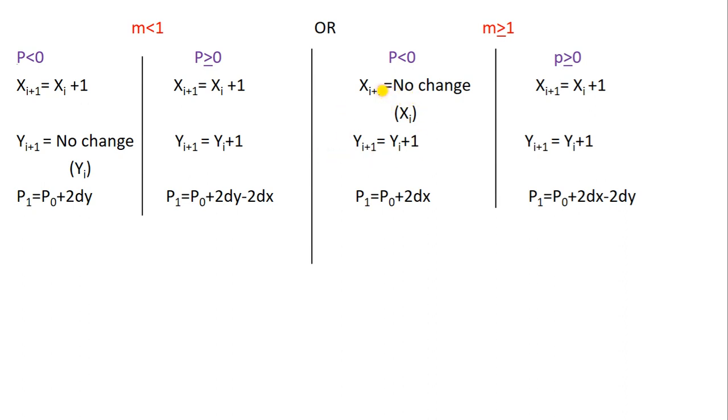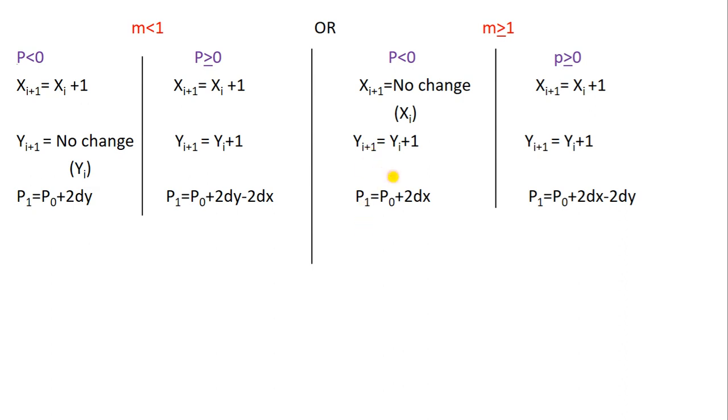To find out the xi plus 1 in the p less than 0 case, we no need to change the previous value, means we no need to add up here. Whatever the previous value is, that only we will put in the next case. To find out the yi plus 1, we will take the previous value, that is yi, and we will add up 1. Whatever the result will be, that is our yi plus 1.